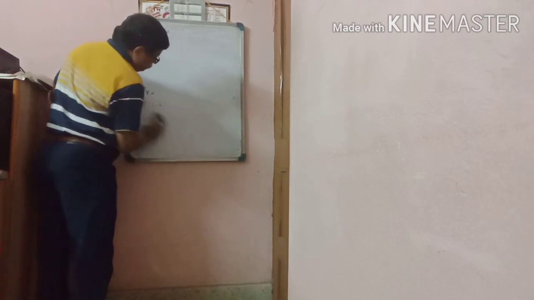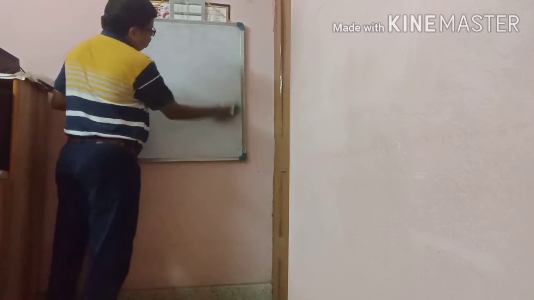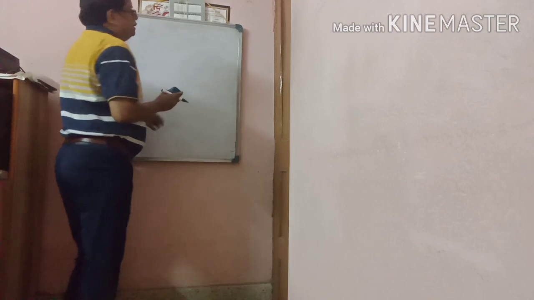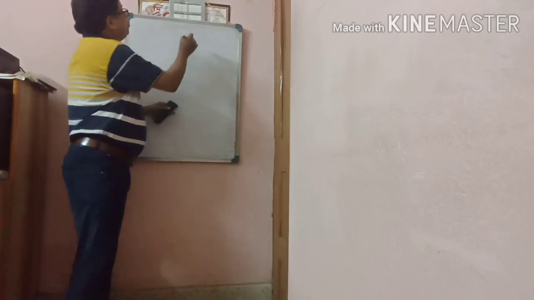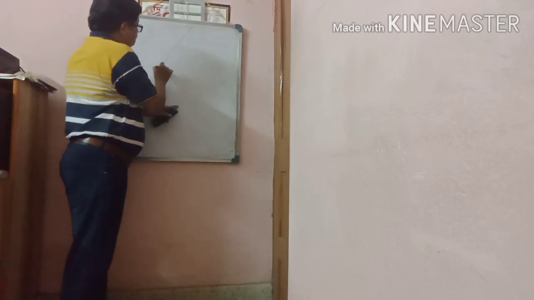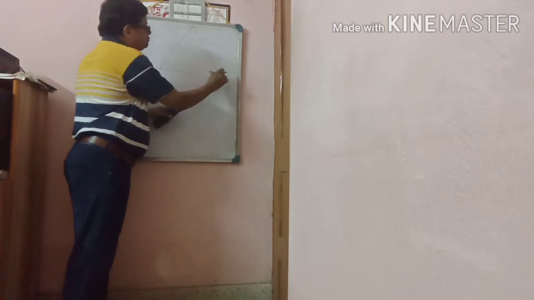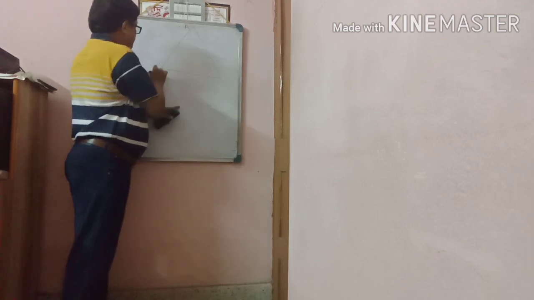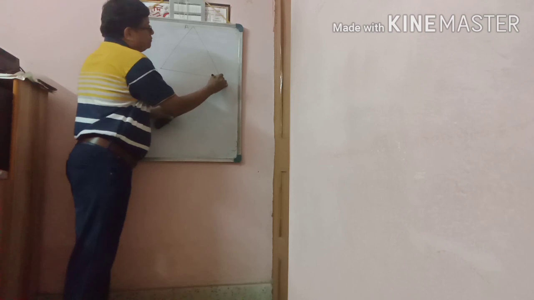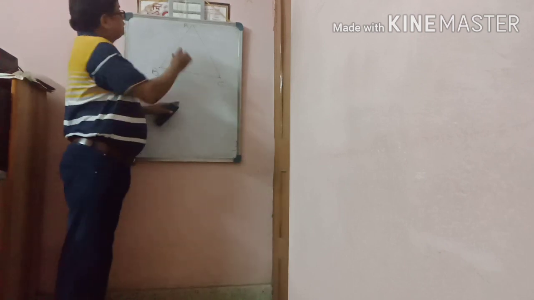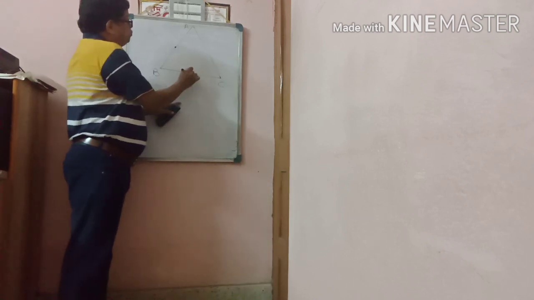This is the shortcut process. You can apply it at home. Again, three coordinates are given. Look here. A, B, C is given. Suppose the midpoints are given. These two midpoints are given.